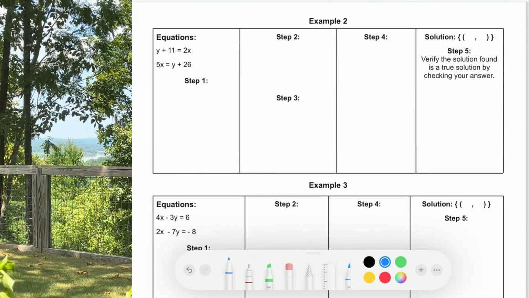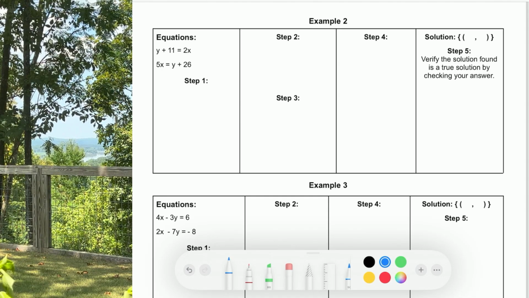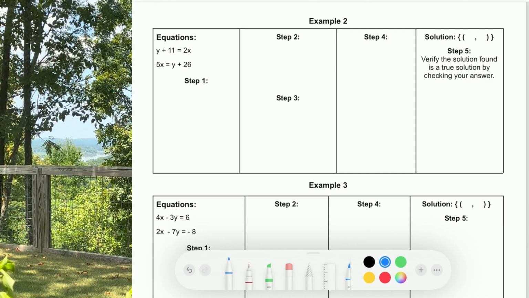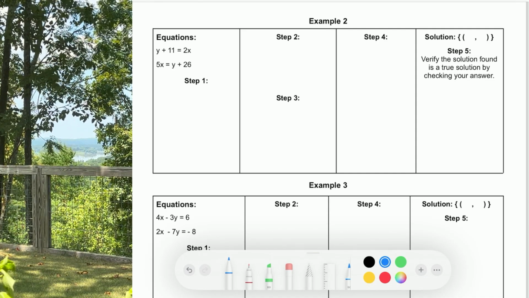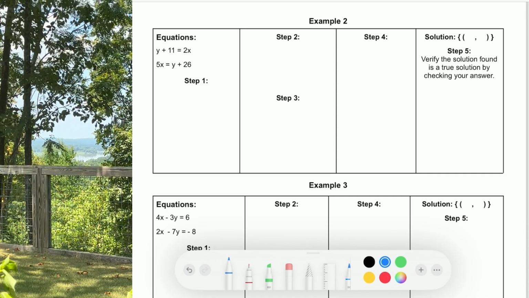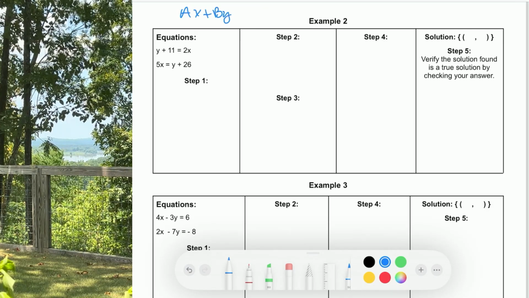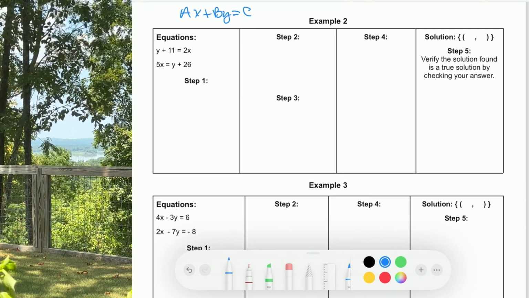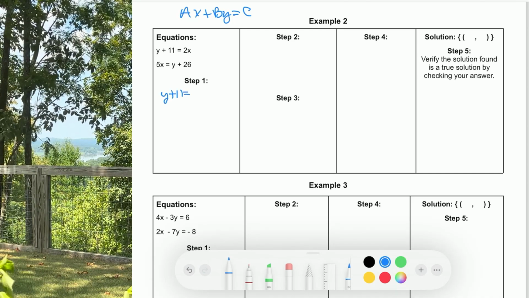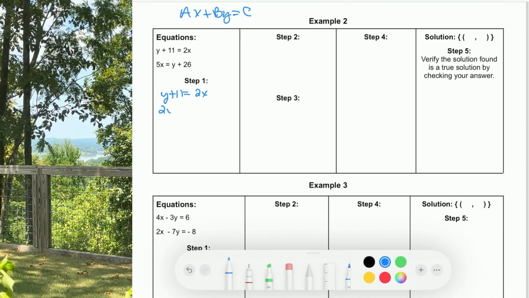Y plus 11 equals 2x, and then we have 5x equals y plus 26. Now remember, in the first step, we're supposed to get our equations into standard form, the ax plus by equals c form. So I'm going to write that up here just as a reminder. This is the form we need them in. So we're going to adjust both of these. So y plus 11 equals 2x. I'm going to flip the problem.